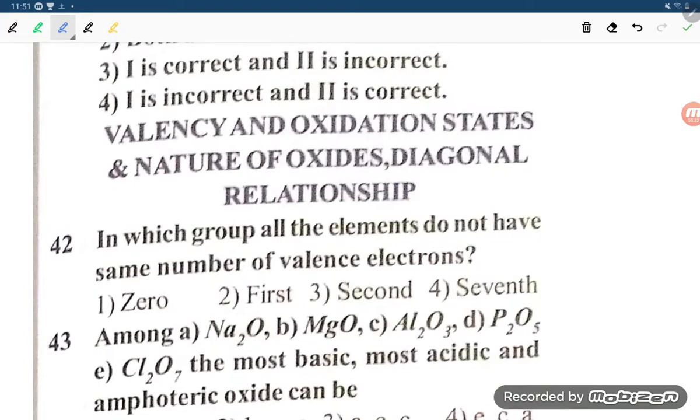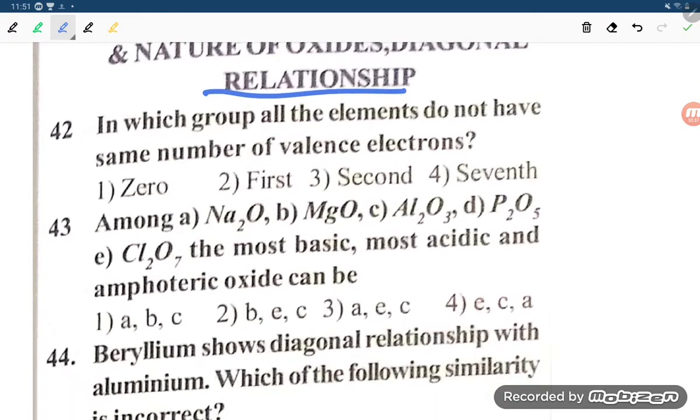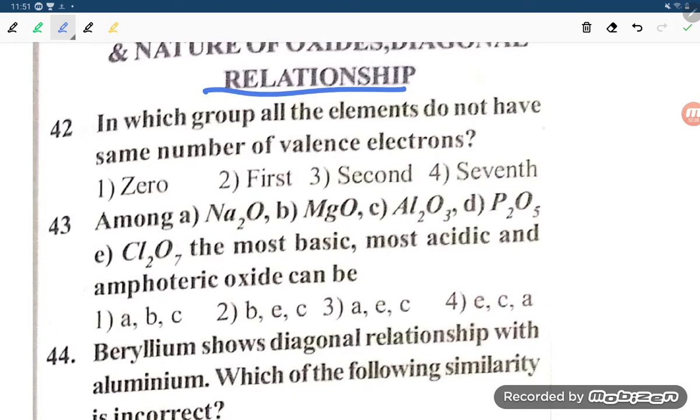Now what they are saying: valency, oxidation state, nature of oxide and diagonal relationship. In which group do all the elements not have the same number of valence electrons? The zero group, student, does not have the same number of valence electrons. So for question 42, the required option will be that one.